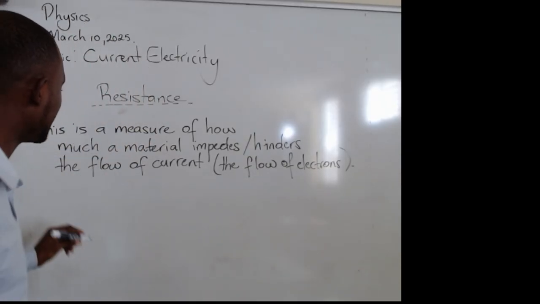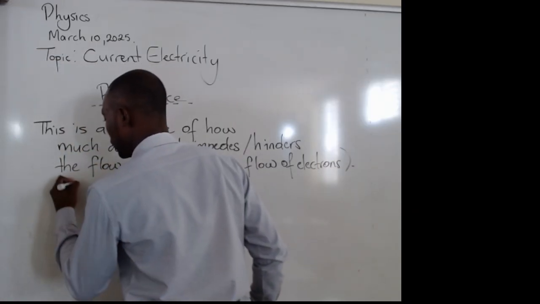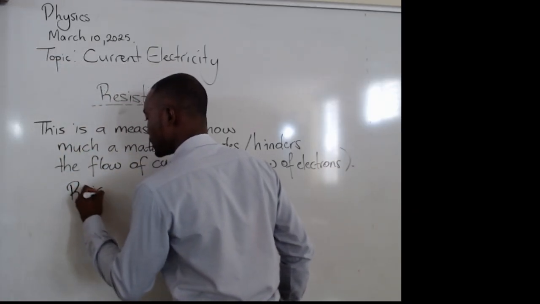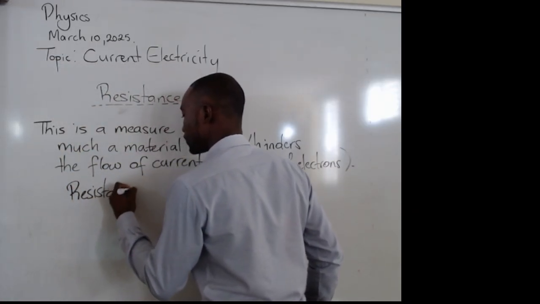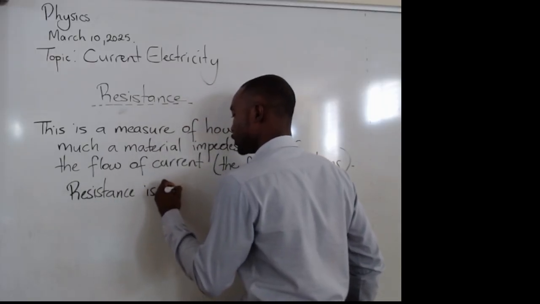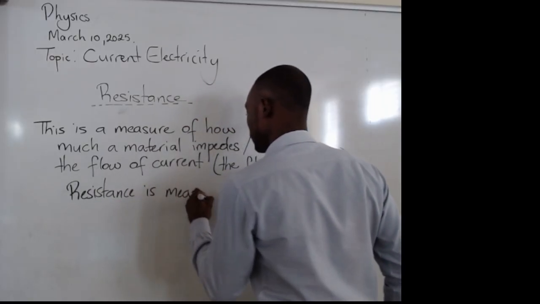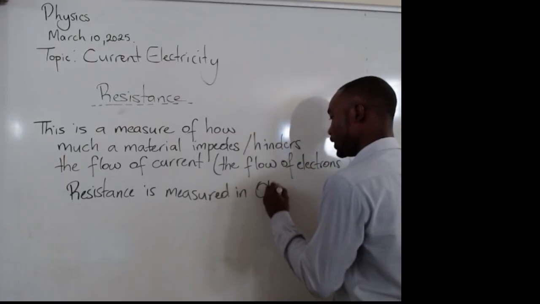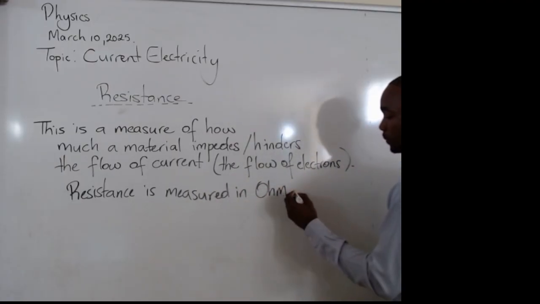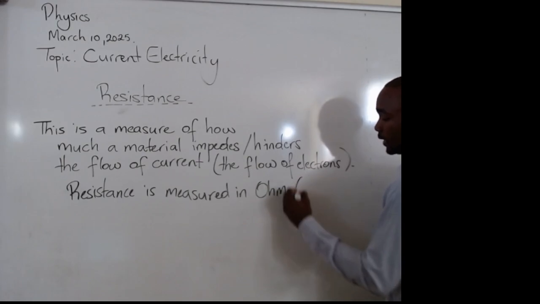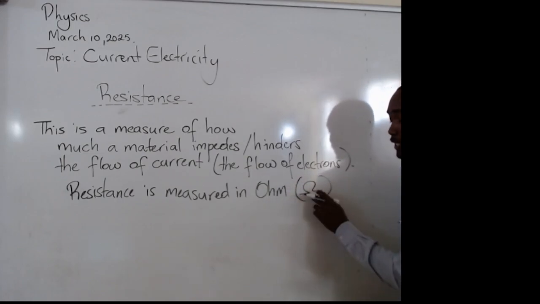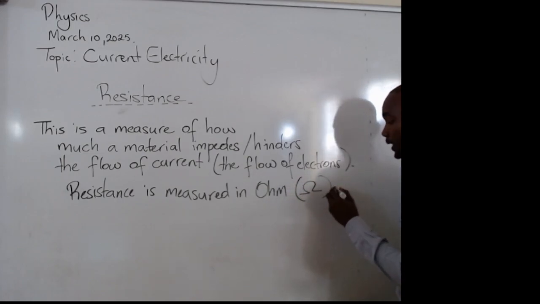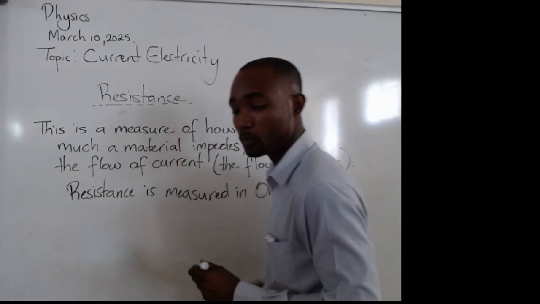Now, resistance is measured in ohms. Resistance is measured in ohms, O-H-M. And the Greek letter omega is used to represent that.